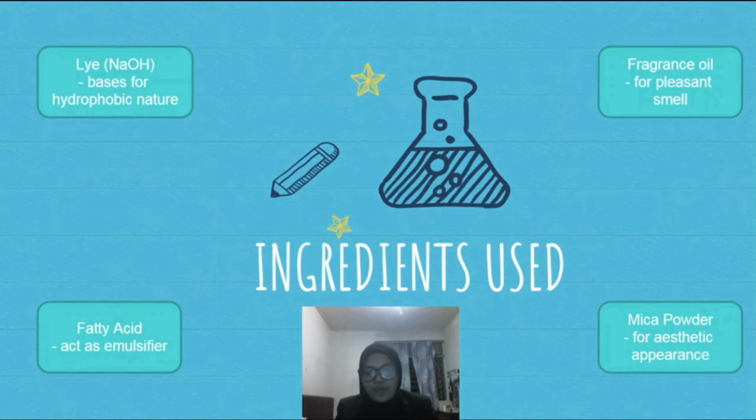And then the next one we have is the mica powder. Mica powder is a colorant we use to give the soap an aesthetic appearance, as most consumers care about the appearance of the product that they will use, so we considered this for making our soap. That's all for me. Thank you.